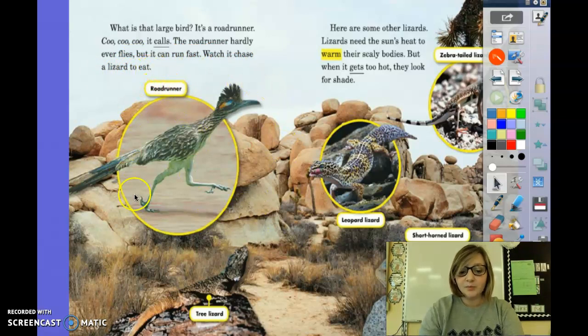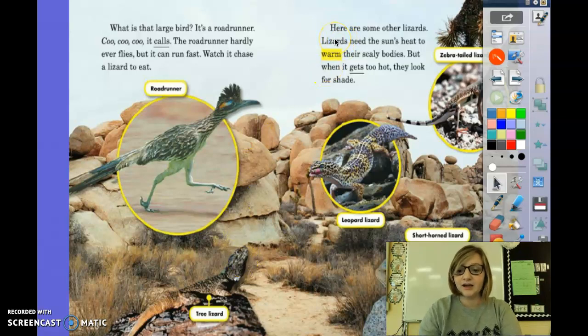All right, so I'm going to point out here we see a picture. The words next to the picture, this is called a caption. Everybody say caption. All right, now a caption is something that describes a picture. It might be one word or it might be a lot of words to describe this picture. So in this picture here, we see a roadrunner. In this picture, we see the caption says tree lizard. Maybe we're going to learn a bit more about the lizard on the next page.